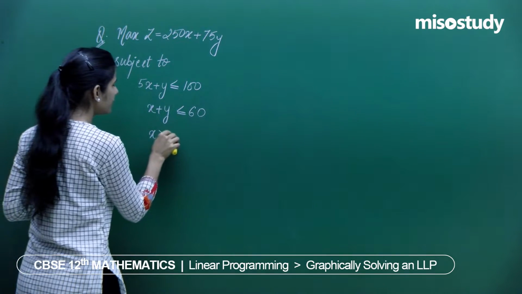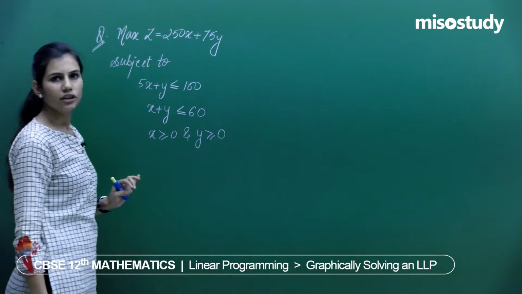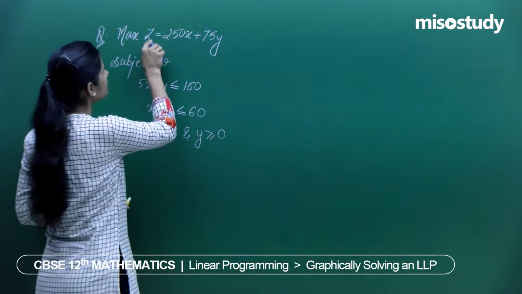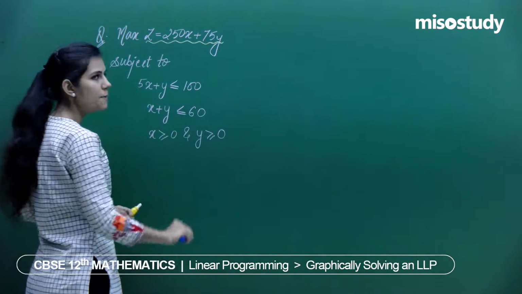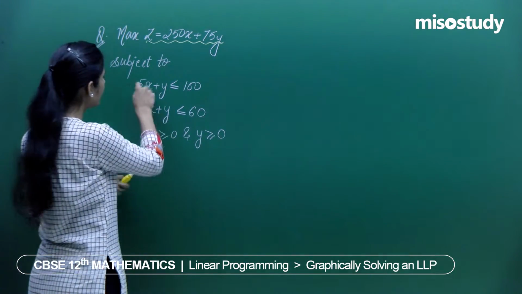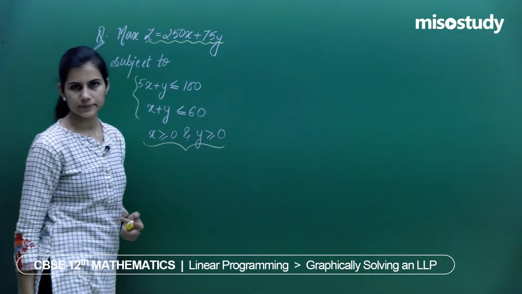And obviously the number of tables and the number of chairs cannot be negative, so x and y are non-negative. This is my objective function, and the objective is to maximize profit, so this is my profit function. These are all my constraints, and this is my non-negativity restriction.